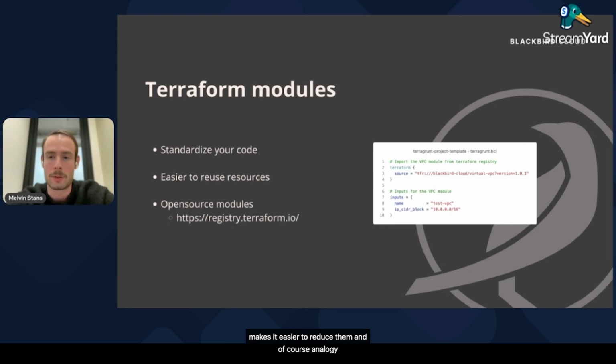And of course, once you build your own modules, it's nice to open source them so other people can use them as well. So an example here on the right, we have a VPC module. We import it from the Terraform registry. So we have a Blackbird Cloud VPC module with the version, and then we have some inputs for the module as well, the name and the setup in this case. This way it makes it easier to reuse your resources.